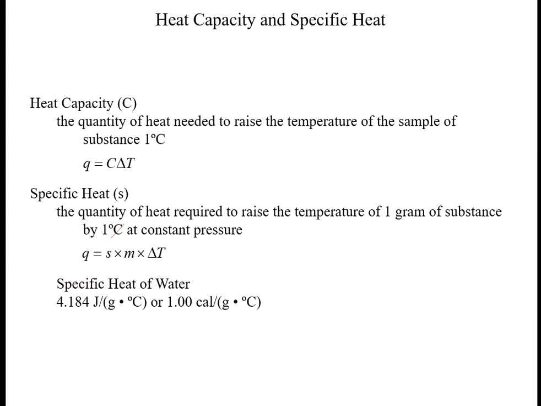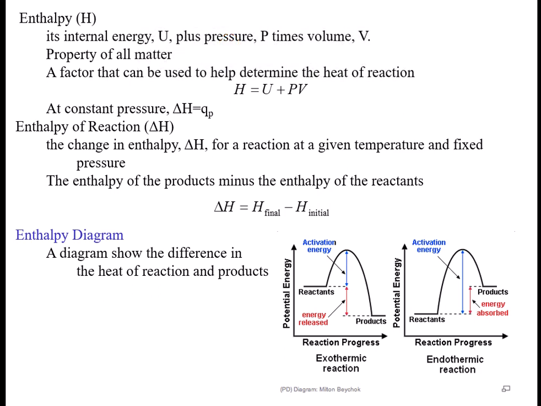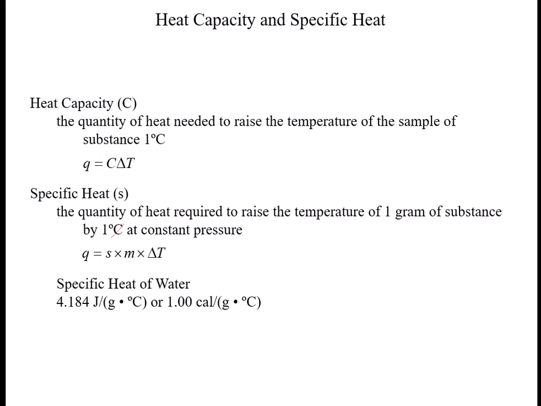Okay, so this is about calorimetry and heat capacity and specific heat. There are two different ways of finding the heat of a reaction. There is heat capacity with a capital C and a specific heat with a lowercase s. Okay, and here are the two equations.